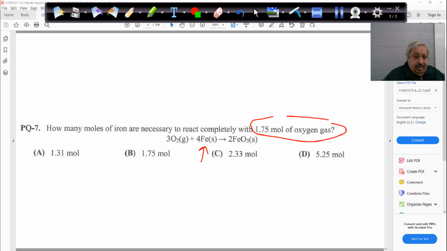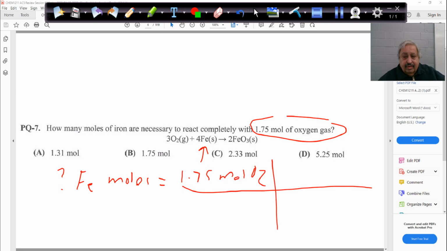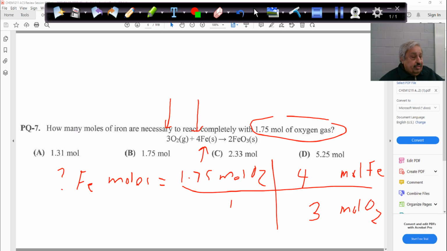So, how many moles of iron? Iron moles will be: you start with whatever is given to you, moles of oxygen. 1. Here is mole of oxygen, because you have to cancel, and you need mole of iron on the top. So the ratio is 4 to 3, correct? This is 3, this is 4. So 4 multiplied by 1.75 divided by 3. How much is it?